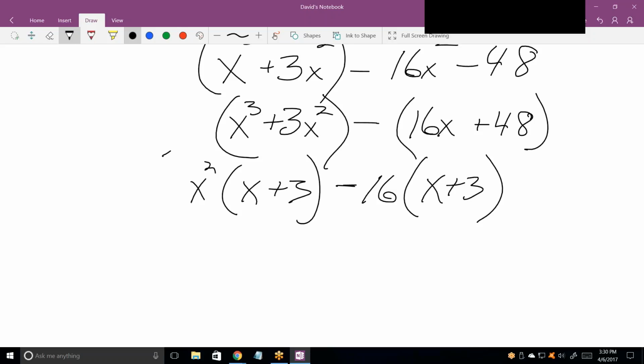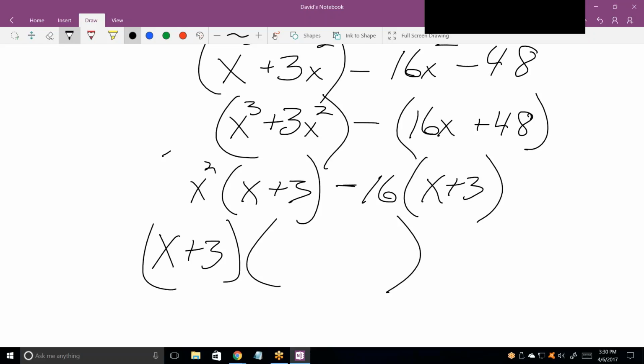This is not something you're used to doing. You're used to the greatest common factor being a single term, like 3x squared. How often do you factor something out that is a binomial term, like x plus 3? Well, not very often, but you can do it. What's left behind?